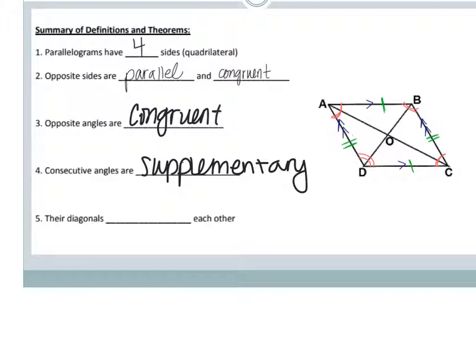And Anson actually brought this up. Ladies and gentlemen, diagonals. They bisect each other, but they're not perpendicular. That means they don't create 90-degree angles. Would they be perpendicular if it was a square? Yes.